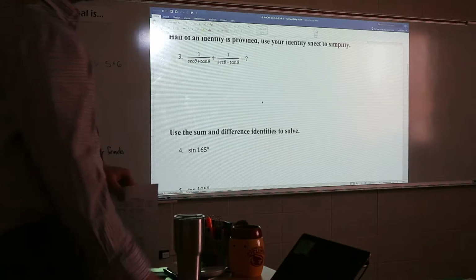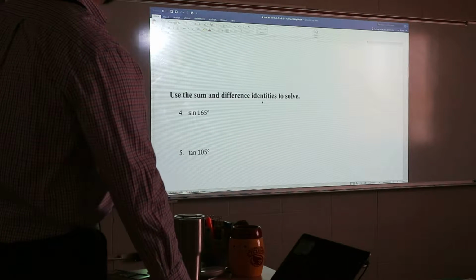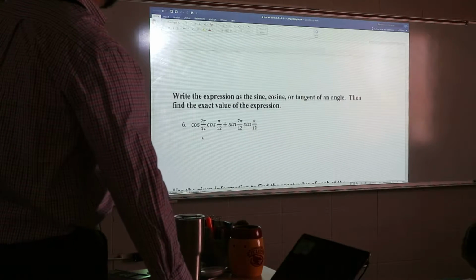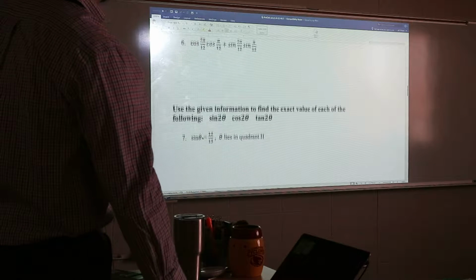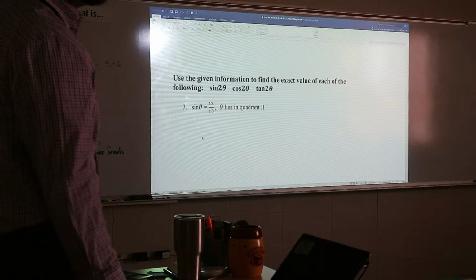We talked about number 3. I started you on it. You only have like 2 more steps to do. 4 and 5 is sum and difference. I think I did number 5 for you. 6 we did in class together. There's a shortcut for those. You'll notice. 7 I think I did the first 2. You have to do tangent by yourself.